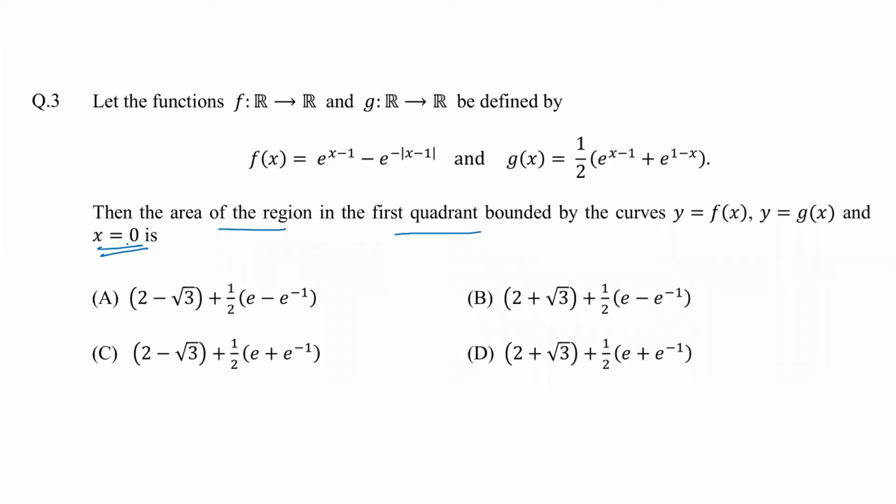So now let's see. We don't have any problem with g of x, but f of x, we have to do the conversion because of the given modulus here. We have to make some conversions here before proceeding with the question. So let's first do that, and then we are going to see how we are going to get the area and the graph of f of x and g of x.